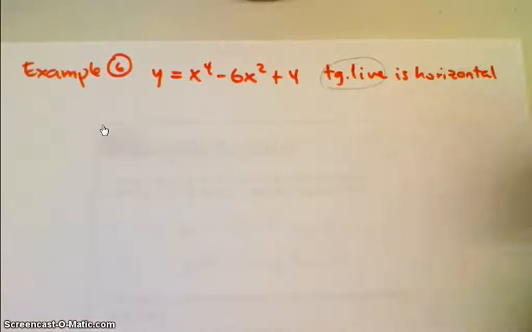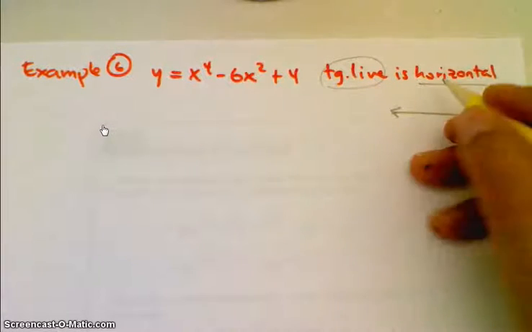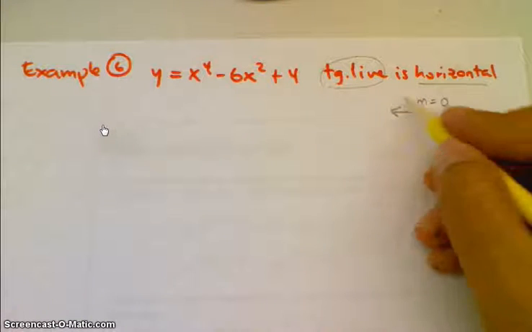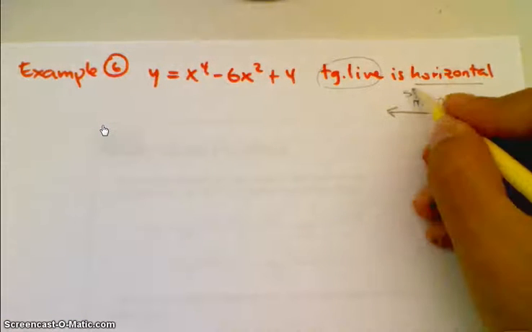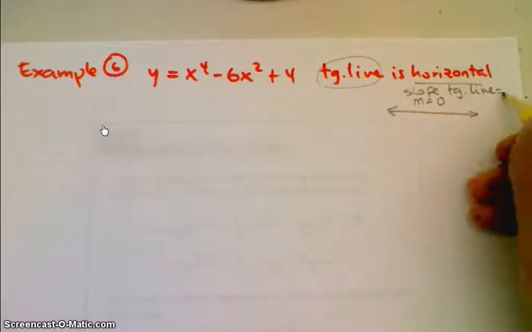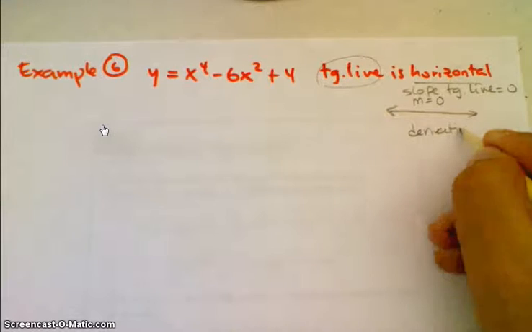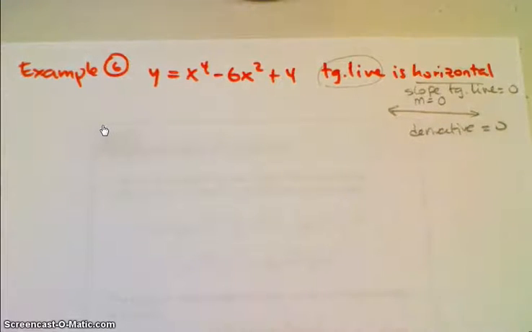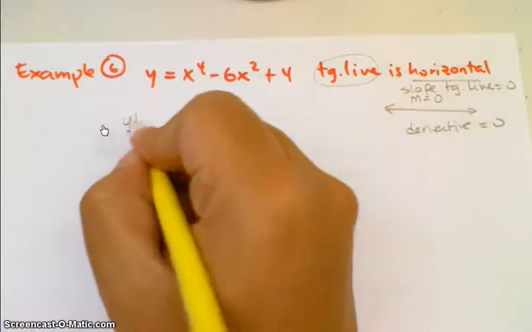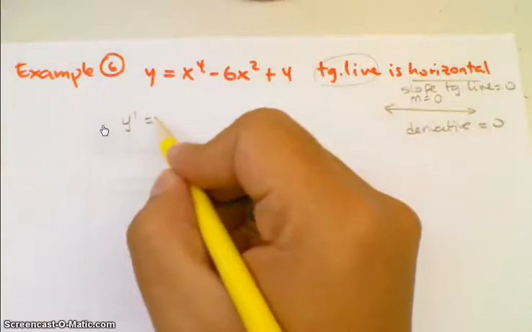It says the tangent line is horizontal. So I know the tangent line is going to look like this. For horizontal lines, let's remember the slope is 0. So if the slope of the tangent line is 0, that's the same thing as saying the derivative of the function is 0. Okay, so the first thing I have to do is find the derivative of this function, y prime, or I can write f of x, f prime of x, either way.